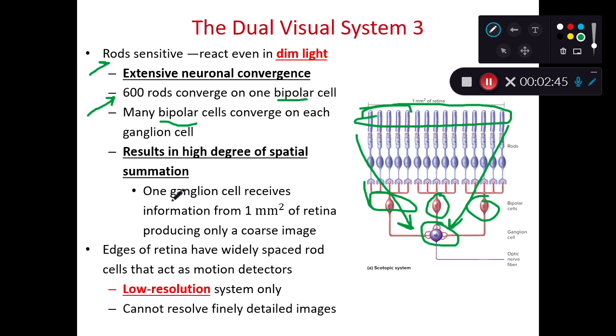One ganglion cell is going to receive information from 1 square millimeter of our retina. And this means we have low resolution and we get a very coarse image. In other words, when it comes to night vision, we don't have very good night vision. In the dark, we don't have high resolution.